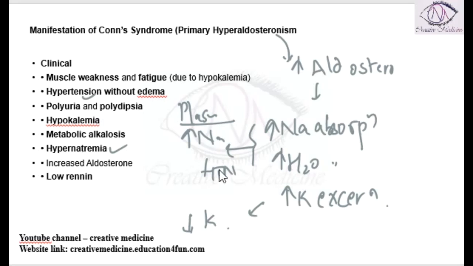Obviously, there is increased aldosterone, and whenever there is increased water and sodium absorption, that means there is increased volume in the blood. Because of increased blood volume, this inhibits renin, so low renin is seen. So all the features are explained, right?